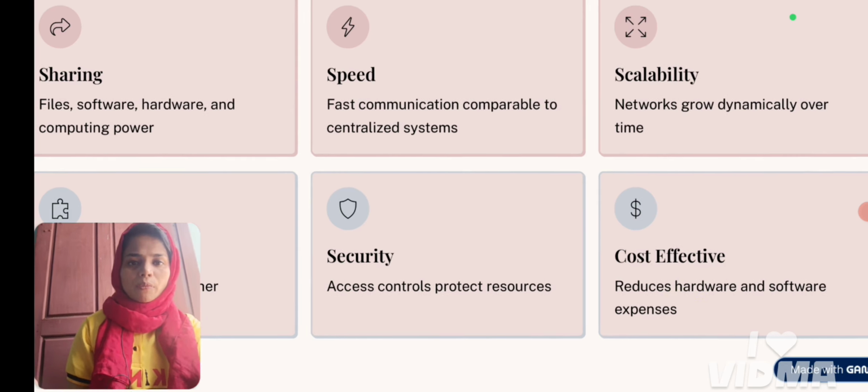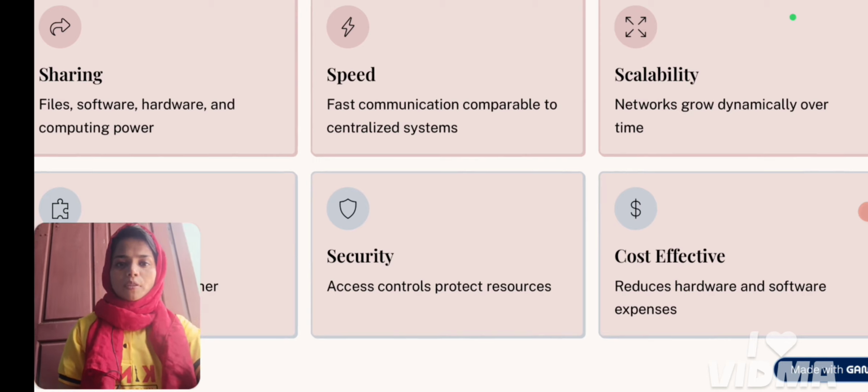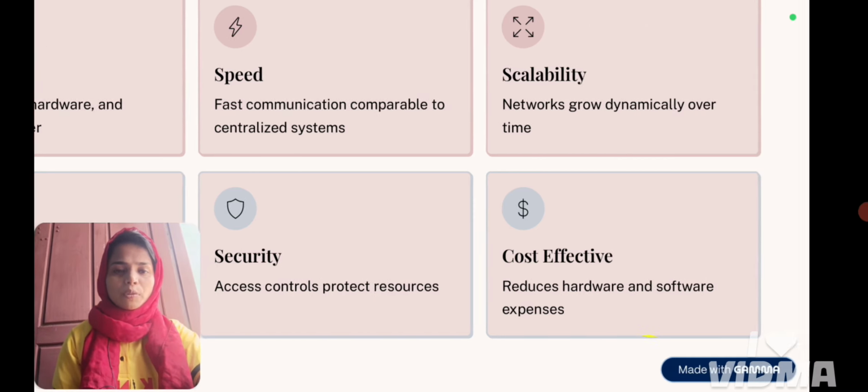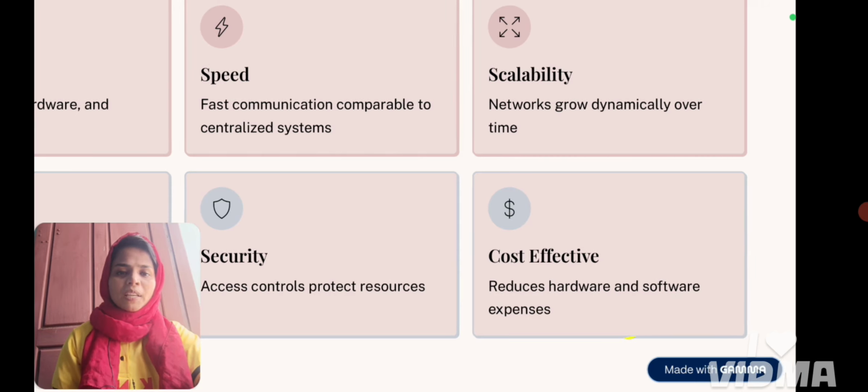Then security. If I want to send information to my friend, it should not be accessed by others, it should not be accessed by a third party, that is called security. Security is the most important concept in computer networks. Okay, access control, protect resources. We want to protect our resources from third parties, that is called security.